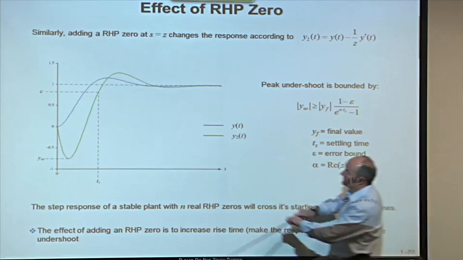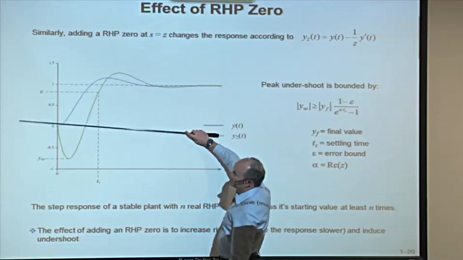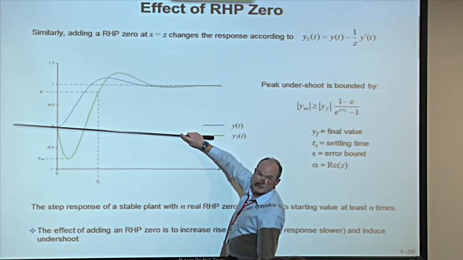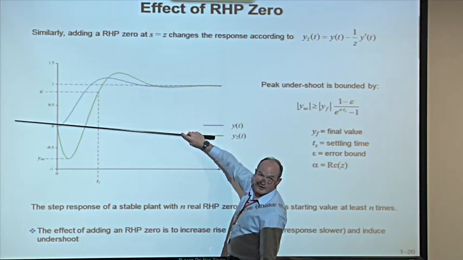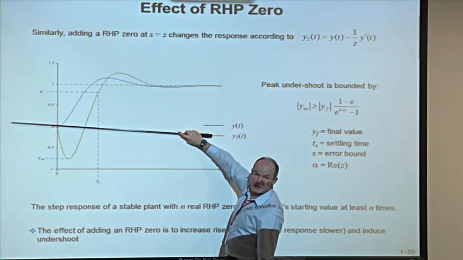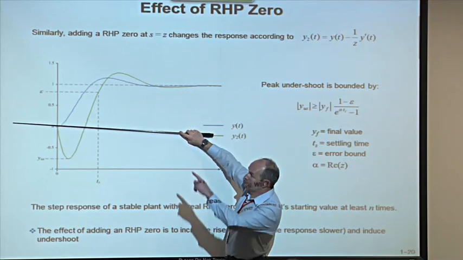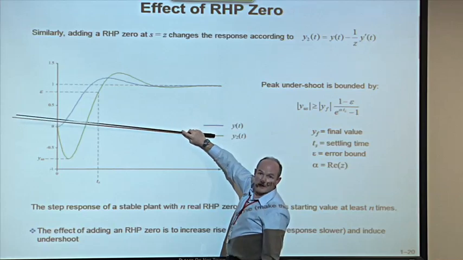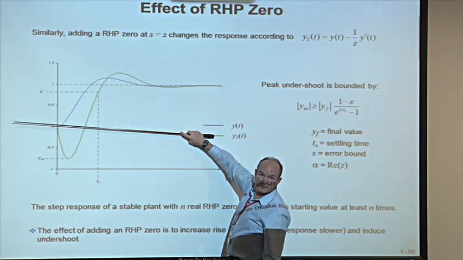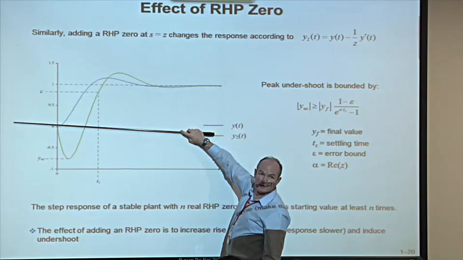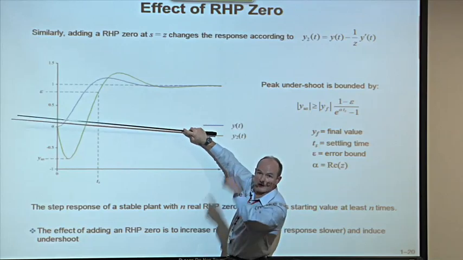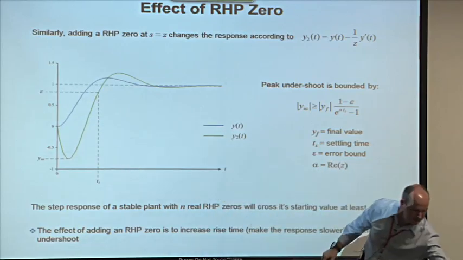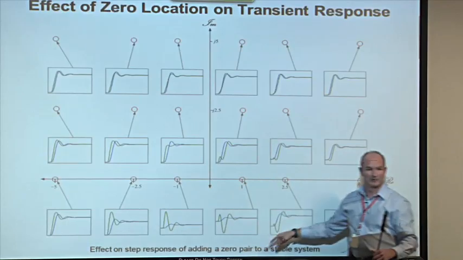What that means is we imagine the starting value is 0 here. Right? That's 0, that's the point that it started at. With one right half plane zero, it has to cross that line once. So the response goes down and then back up. If I had two right half plane zeros, two real ones, it has to cross that line twice. And the only way it can do that is go up, down, and then up. So that's why you get this family of curves over here that go up, down, up.